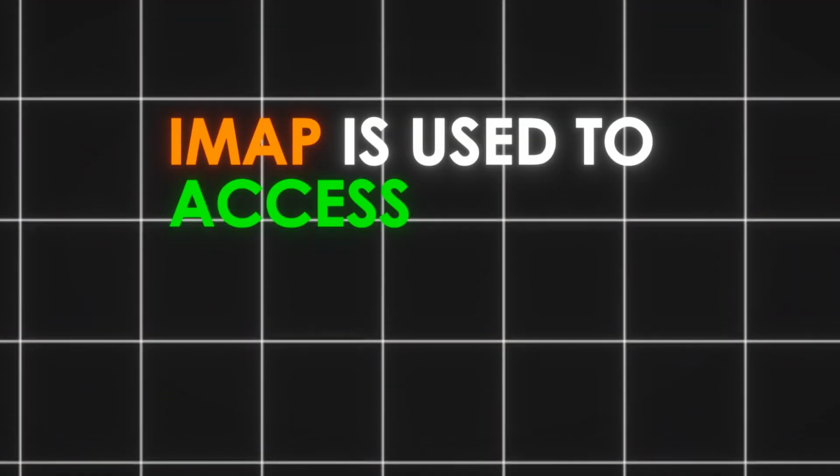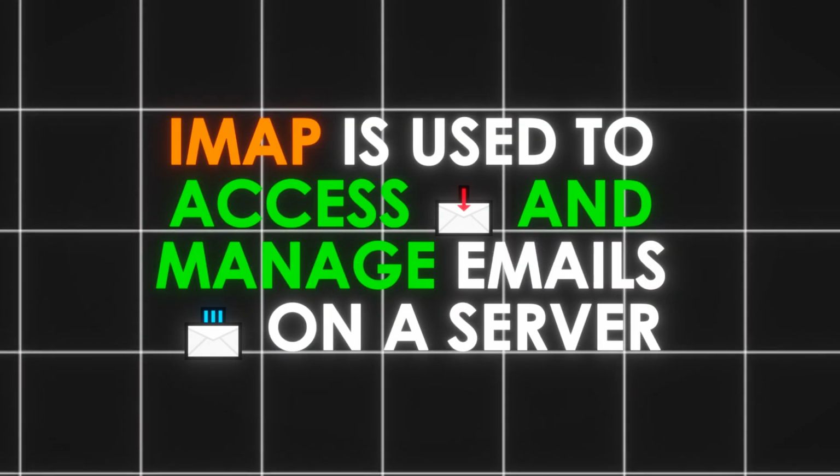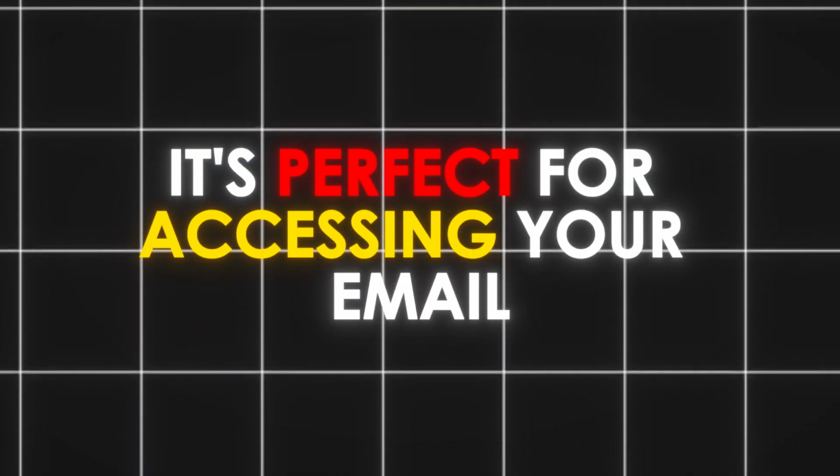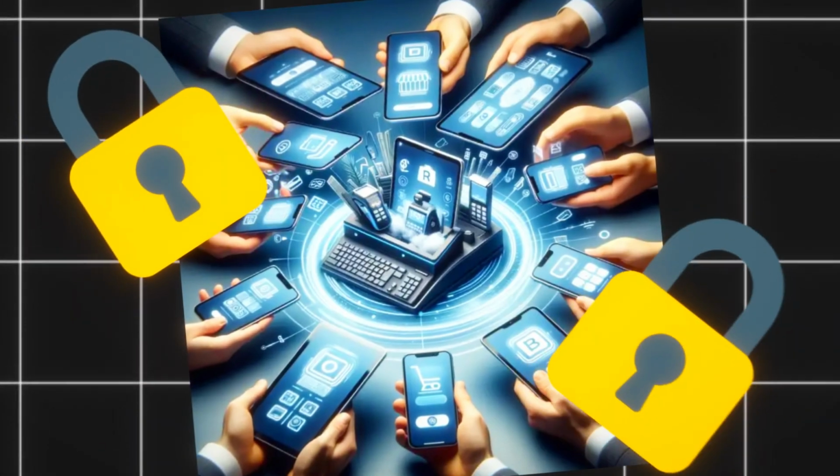IMAP is used to access and manage emails on a server. For example, if you're checking your email from your phone and laptop, IMAP keeps the emails synced on both devices. It's perfect for accessing your email from multiple devices without losing your data.